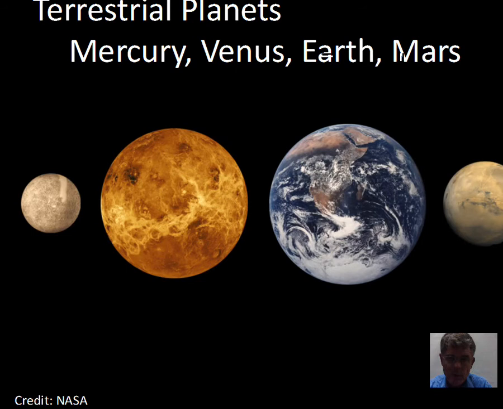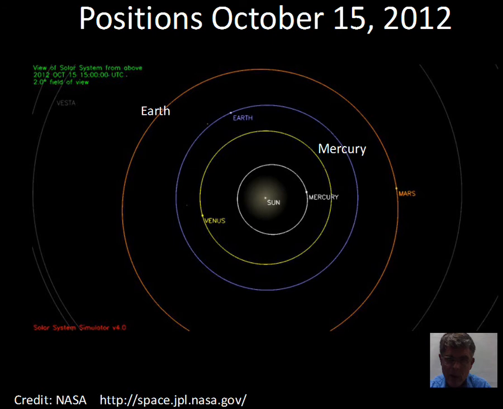So, Mars is noticeably smaller than the Earth, bigger than Mercury. As far as where it's located in the sky, I have 3 years of some plots of the positions of Mars. You can do this yourself at space.jpl.nasa.gov. This is the view of the solar system, and a 2-degree field of view would be important parameters to enter and let the computer generate these positions.